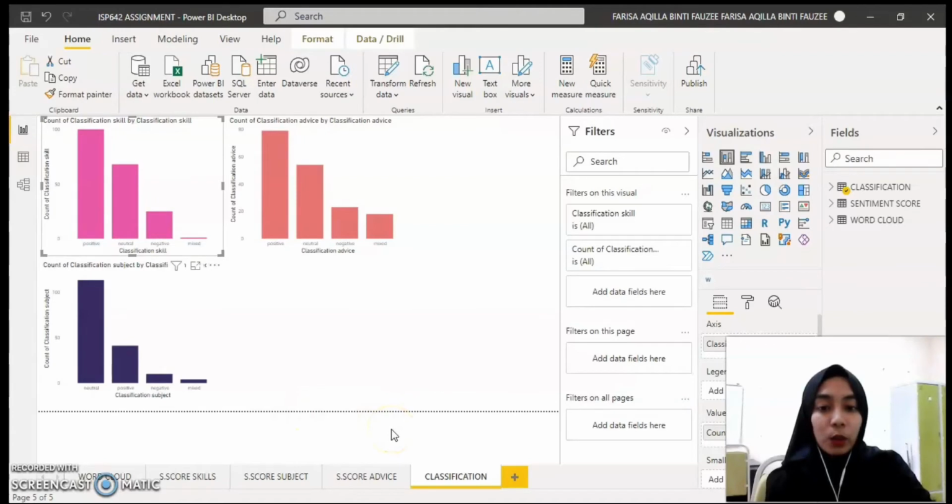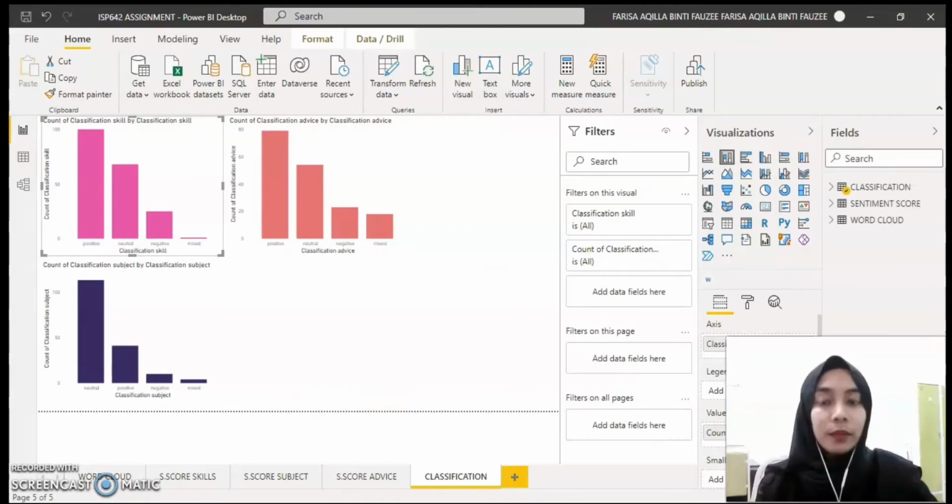Today, I'm going to explain my individual assignment task regarding the topic of sentiment analysis. I'm going to explain a few types of sentiment analysis, which are word cloud, sentiment score, and classification. In this task, we are going to use three different aspects taken from the dataset given, which are skill, subject, and advice. For the first analysis, which is the classification.